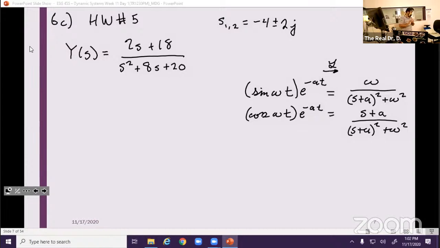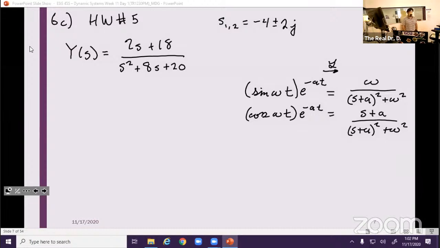So what can we do, right? Well, we're going to set up a partial fraction expansion here, right? But before we do that, we want to get our denominator such that it looks like the denominator of these two functions.